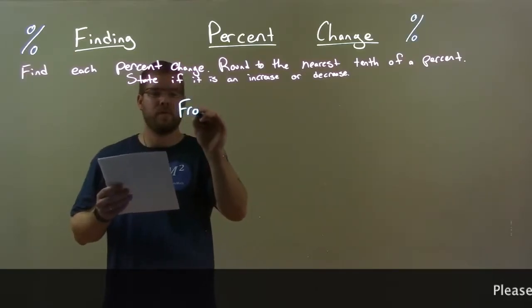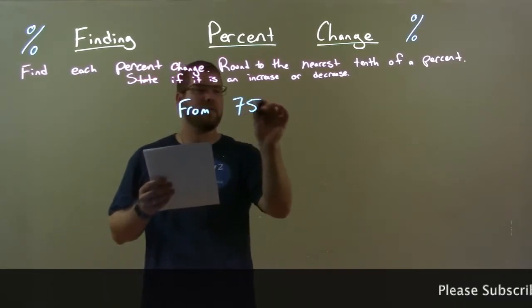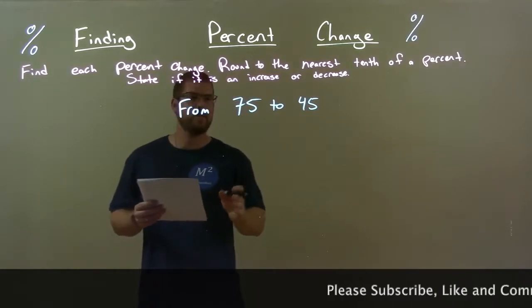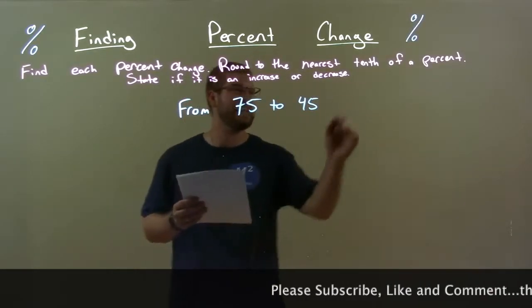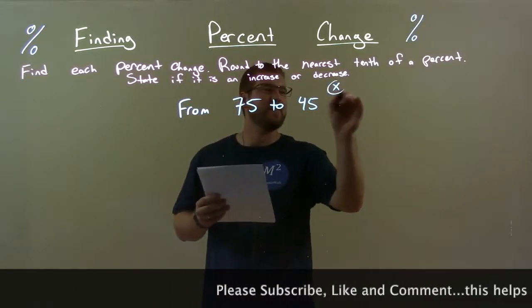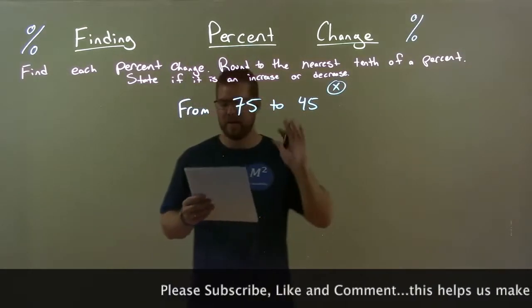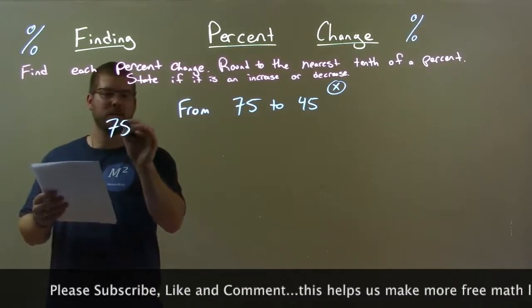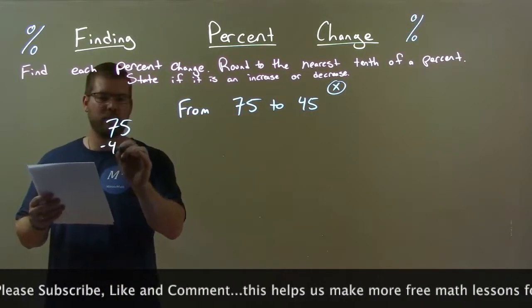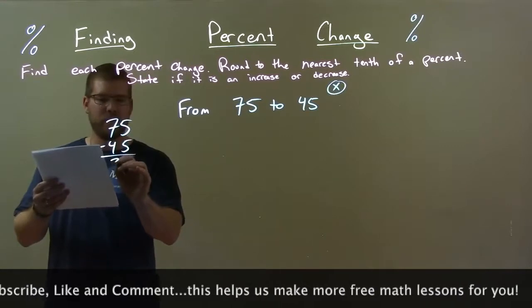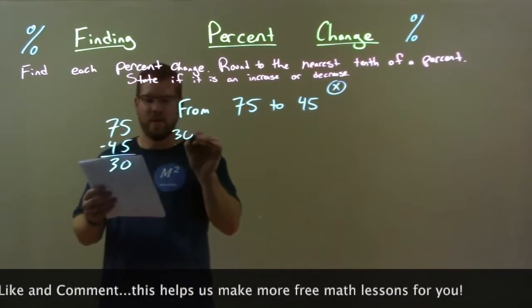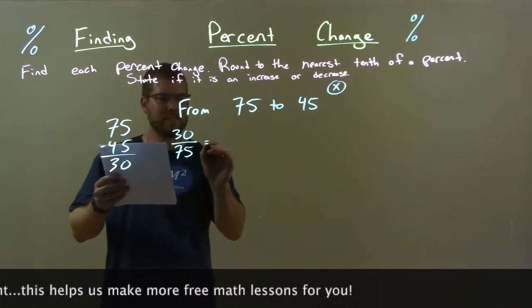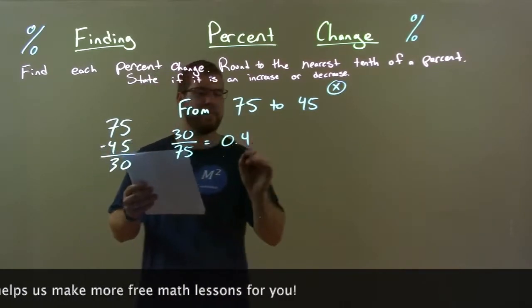From 75 to 45, okay? Well, obviously, 75 to 45 is a decrease, okay? So we got to keep that in our mind. Now, the way to do this, we subtract the smaller number from the large number, 75 minus 45, find the difference there, and we get a 30. Then we take that 30 and divide it by the first number, 75, which equals exactly 0.4.